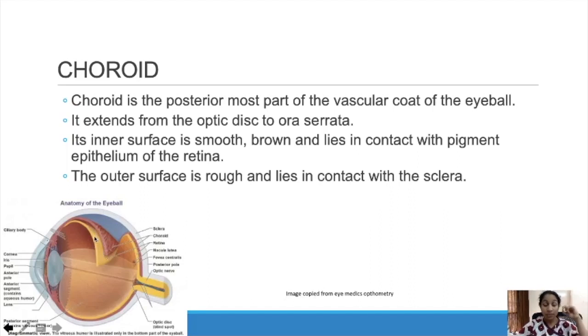In the retina, the pigmented epithelium. It is in contact with the pigmented epithelium of the retina. So this is the choroid from ora serrata to the optic disc. This is known as choroid. And here it is ciliary body and here it is iris.